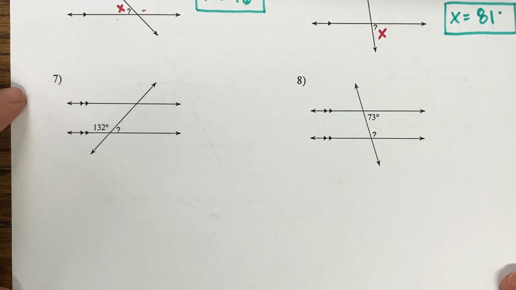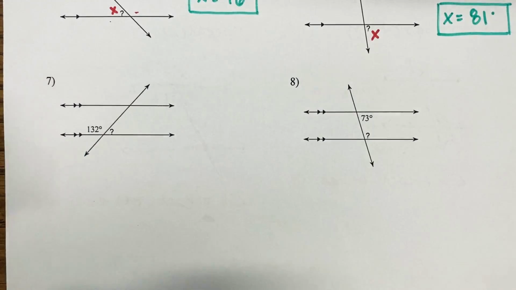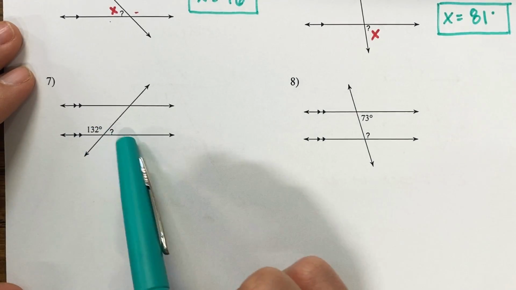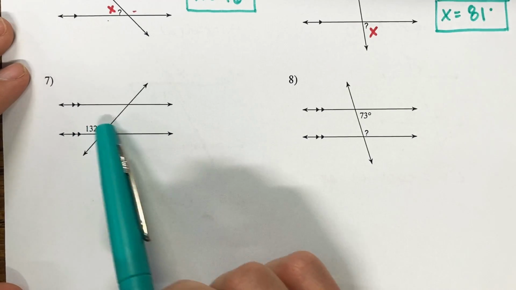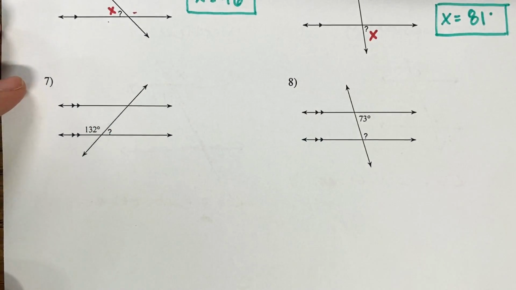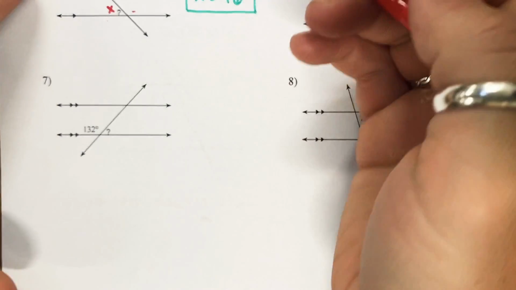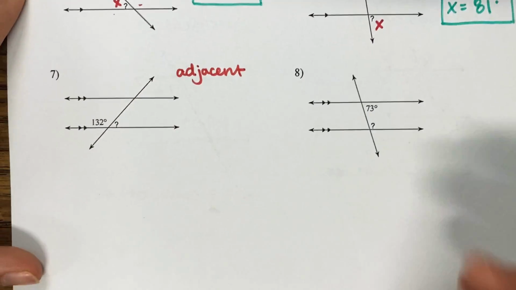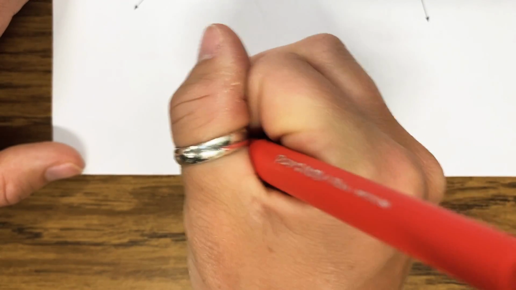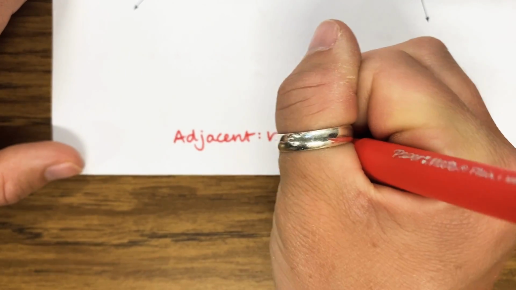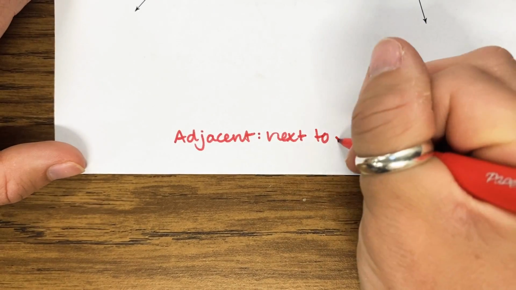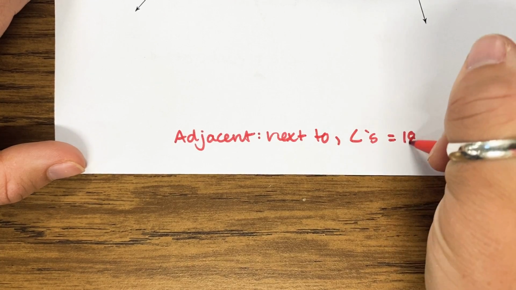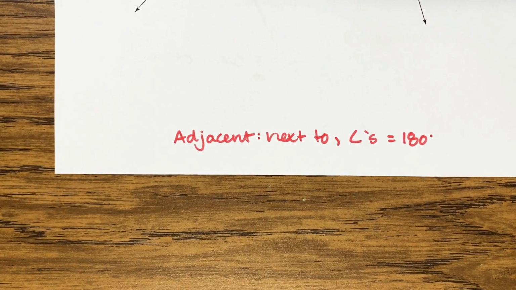Okay, let's look at number 7. Ooh, these guys are weird. We haven't talked about this relationship yet. Well, they're on different sides and they're both inside, but you see how they're right next to each other? Do you guys remember the math word that means next to? We call these adjacent. Okay, and let's identify adjacent. Adjacent means next to, and these angles equal 180, and I'll show you why.